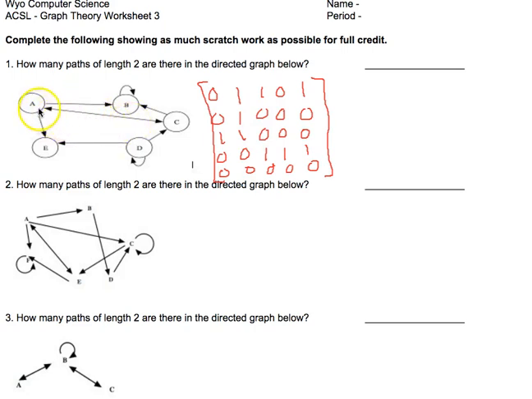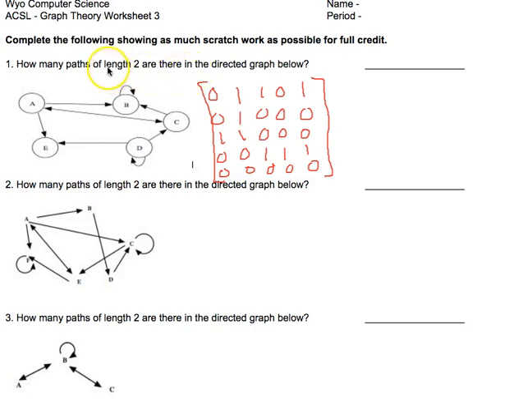So for example, there's a directed path from A to E, and this would be the A row, and this is the E column, and that one right there represents this arrow right here. I explain all that in a different video. For B, the fact that this arrow circles back to itself is represented by this one right here, because it's row B and column B at that point of intersection.